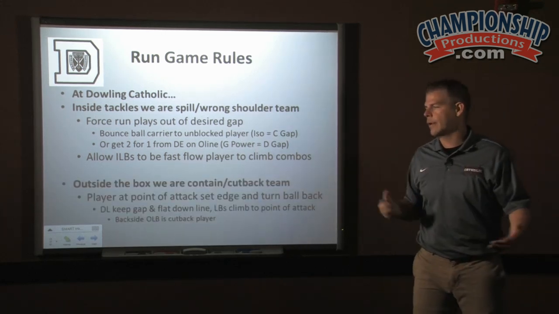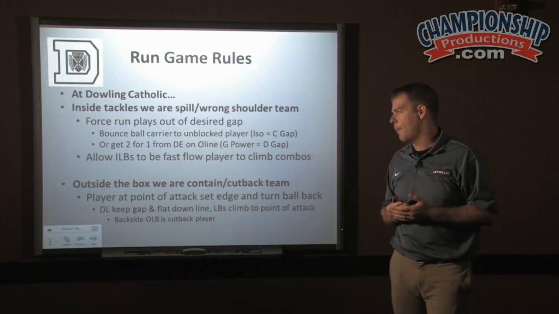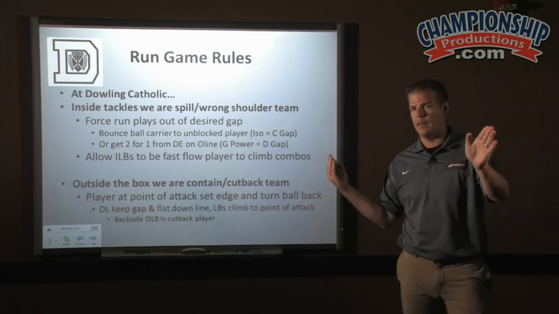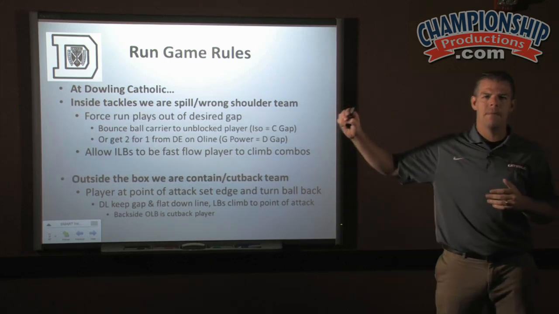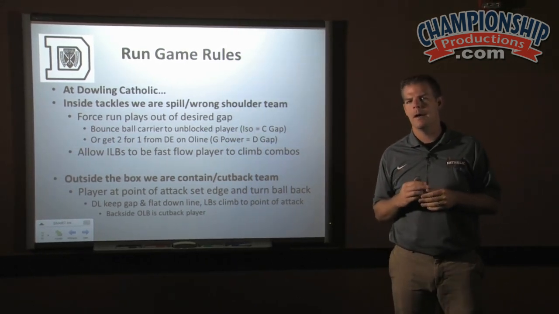Outside the box, we're a contain-cutback team. We're basically going to force the ball backwards, back towards the player at the point of attack, who is going to turn it back. The D-line is going to come flat down the line to make that play, and linebackers climb in as you go. And then the backside linebacker would be your cutback, contain, reverse player.